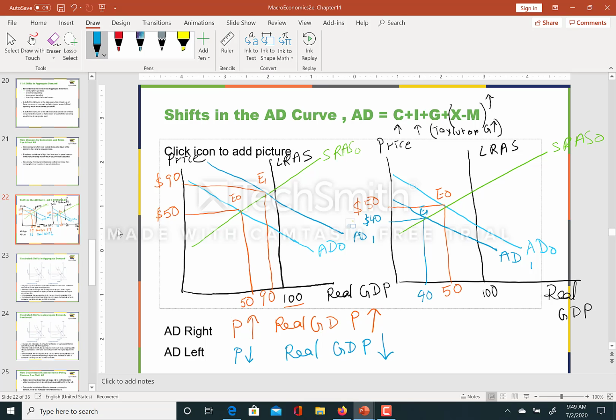Okay, so that's basically it. When AD increases, everything goes up. When AD decreases, price and real gross domestic product both go down. Thank you very much.